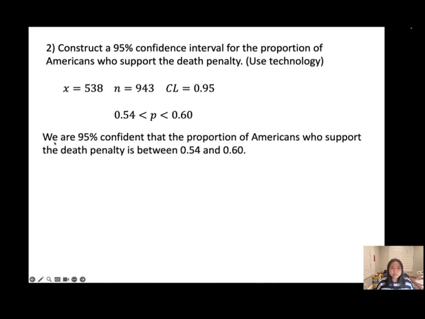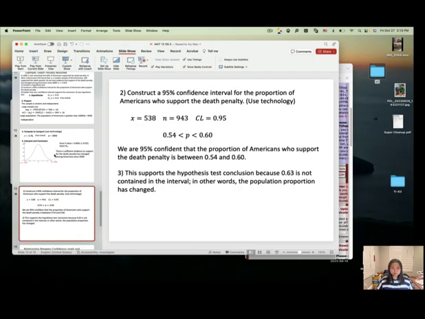And then remember how to draw the conclusion. We are 95% confident that the proportion of Americans who support the death penalty is between 0.54 and 0.60. Okay, now we're gonna compare the hypothesis testing and the confidence interval. This is what we find from the confidence interval, from 54% to 60%.